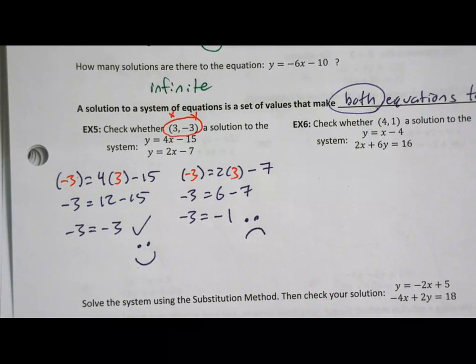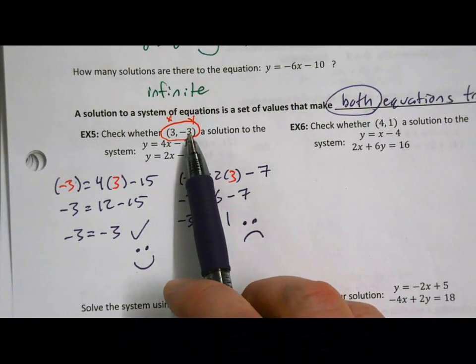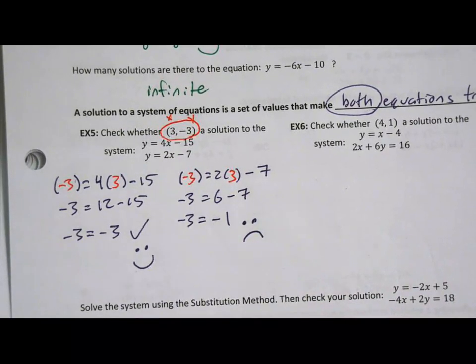Yeah, my answer is wrong. It's not the solution. Now, does that mean that maybe the 3 is right, but the negative 3 is wrong? Not necessarily. They could both be wrong. Or maybe one of them's right, but there's definitely a mistake someplace.